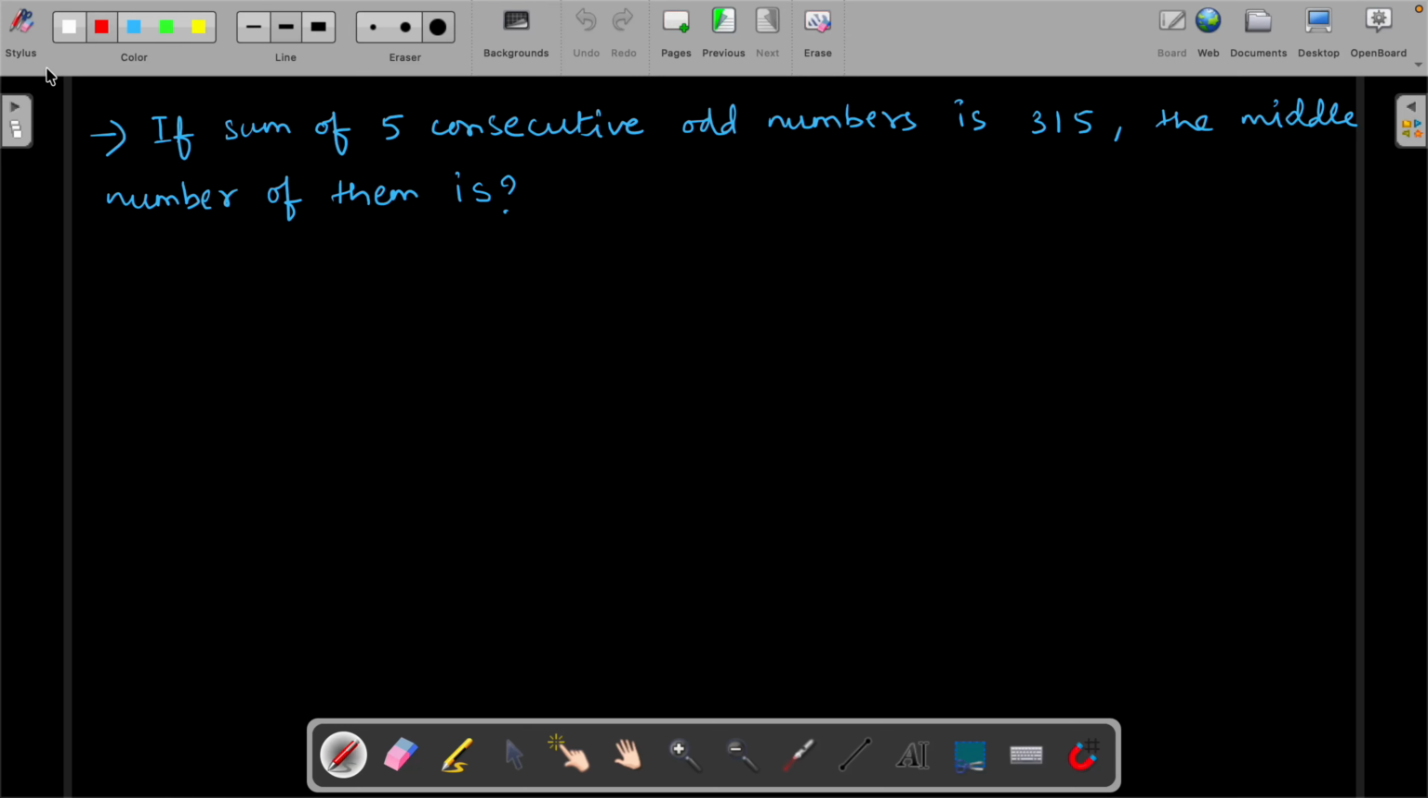Let us see one more TET question. If the sum of 5 consecutive odd numbers is 315, then we need to find out the middle number among them.